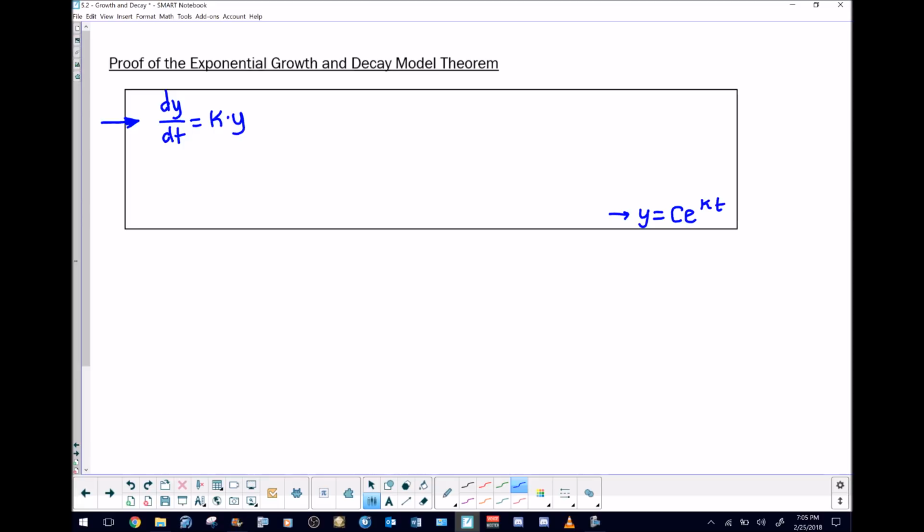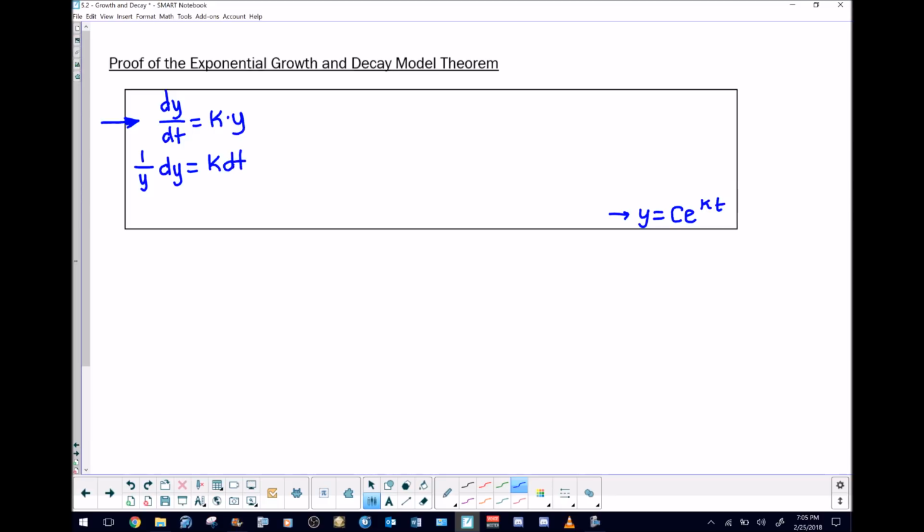If you watched part one of my series of videos, you'll notice that we introduced a topic called separation of variables, and we proceeded to solve a differential equation. So we're going to do the same thing here. We're going to get y's on the left side, and we're going to get this dt over to the right side. So I'm going to begin by dividing both sides by y and multiplying both sides by dt.